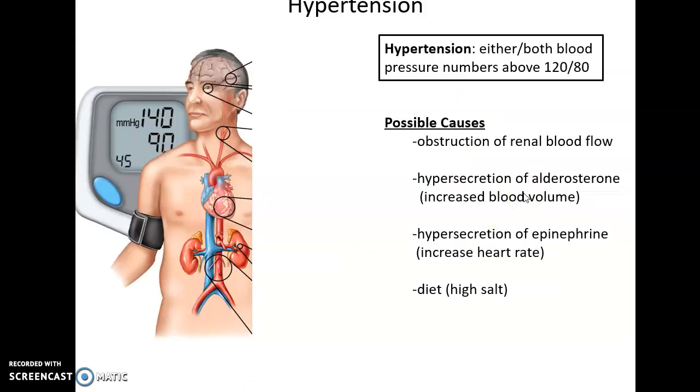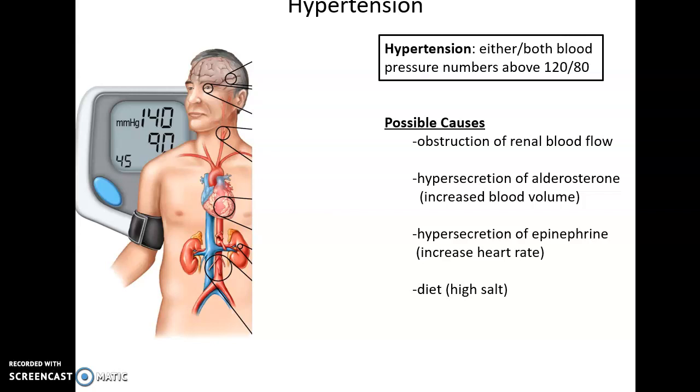Hypertension. Hypertension is chronic high blood pressure. This is when someone's blood pressure is usually above 120/80, either one or both of those numbers being chronically above 120/80. So 130/80 would be hypertension. 120/100 would be hypertension, and of course 150/100 would be hypertension. So one or both of those numbers.